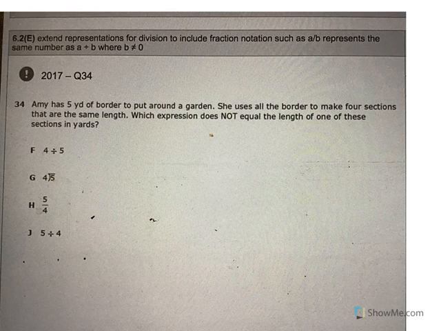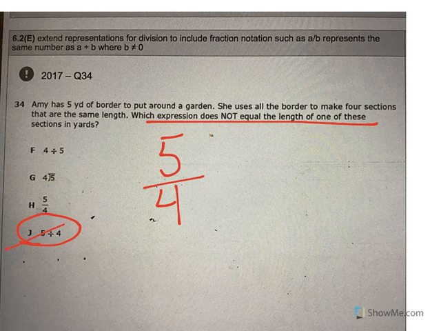Okay. So since we know what we're dividing up, we're dividing the 5 yards of border, we realize we're dividing the 5 by 4. So let's go back to the question, which expression does not equal the length of one of these sections in yards? So I have 3 answers that are correct, 1 that's not. Each of these I'm going to be dividing the 5 by the 4. Okay? And so this time we're going to start on the bottom. So J, this one is correct. So it's not it because we're looking for the not equal.